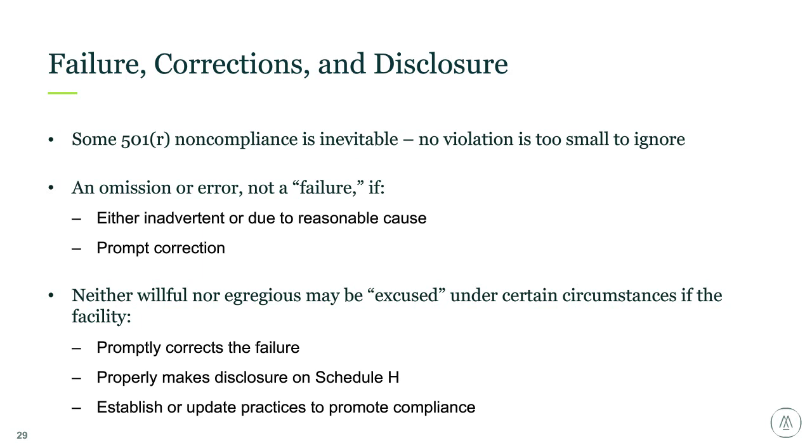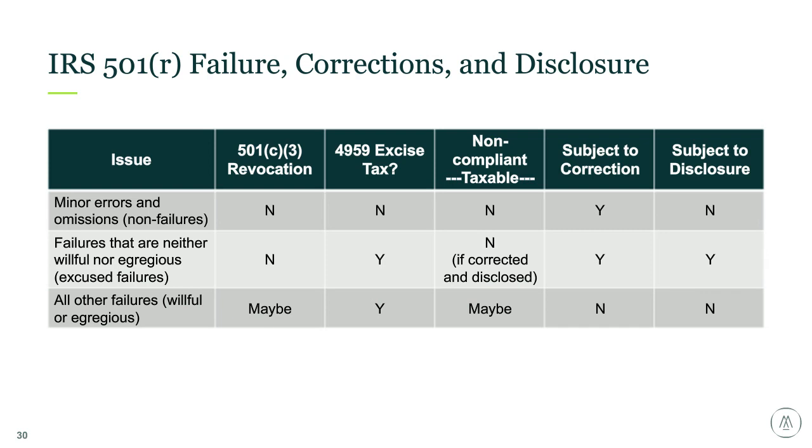If an error is neither willful nor egregious, it may be excused under certain circumstances, if it's promptly corrected, if the disclosure is made on Schedule H, and then policies or procedures may either need to be updated or established if not already. And then this is just an overall summary of what you may be dealing with on the left-hand side and then possible consequences.